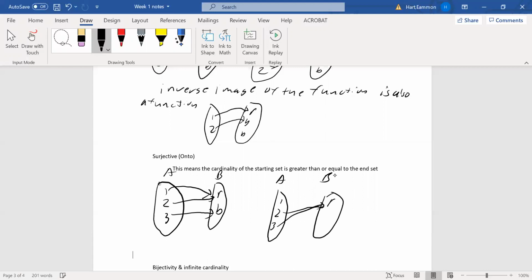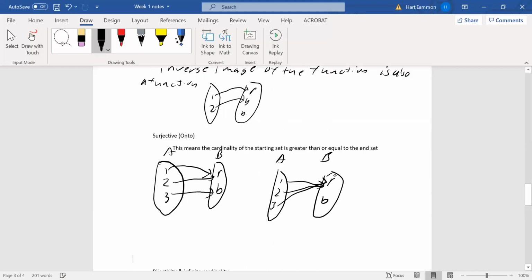This guy would not be surjective. So that's an important thing to note, that just the fact that we have a mapping that is not surjective or not injective doesn't tell us anything about the cardinality. But if we have a mapping that is surjective or injective, we do know something about the cardinality.